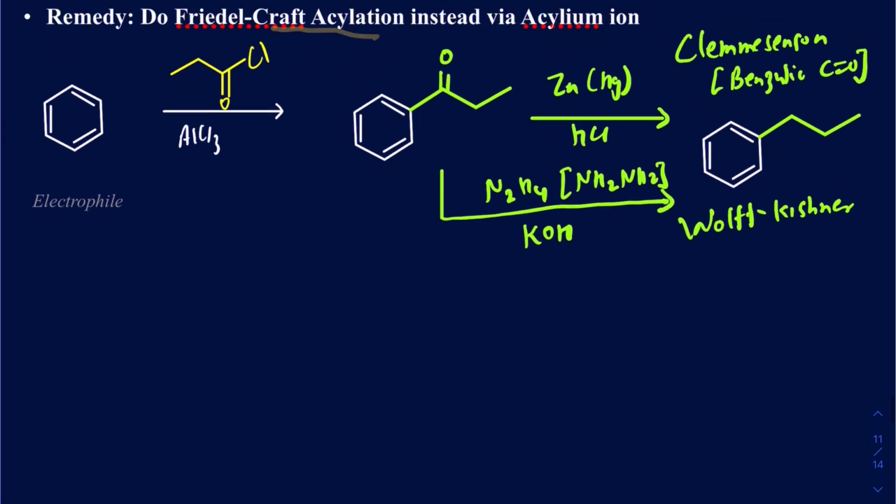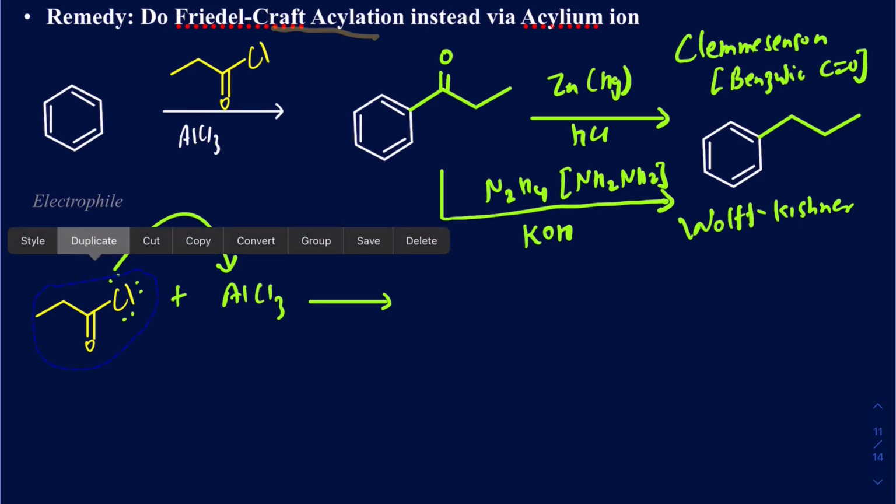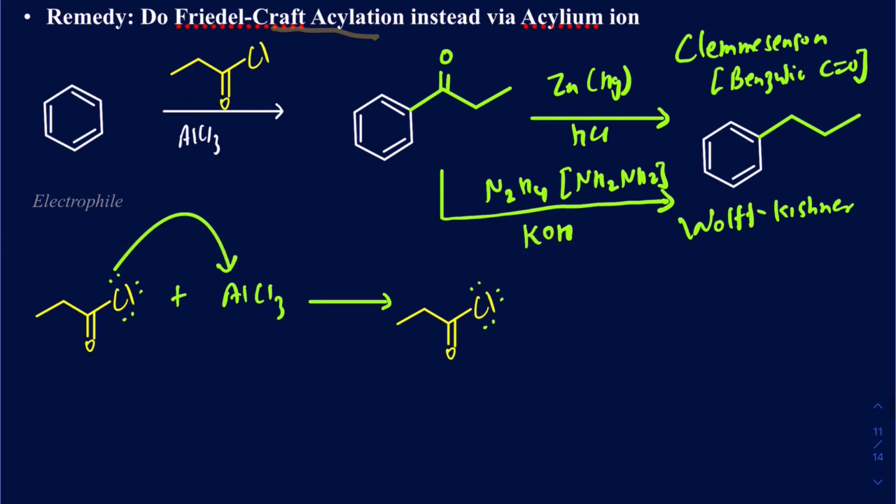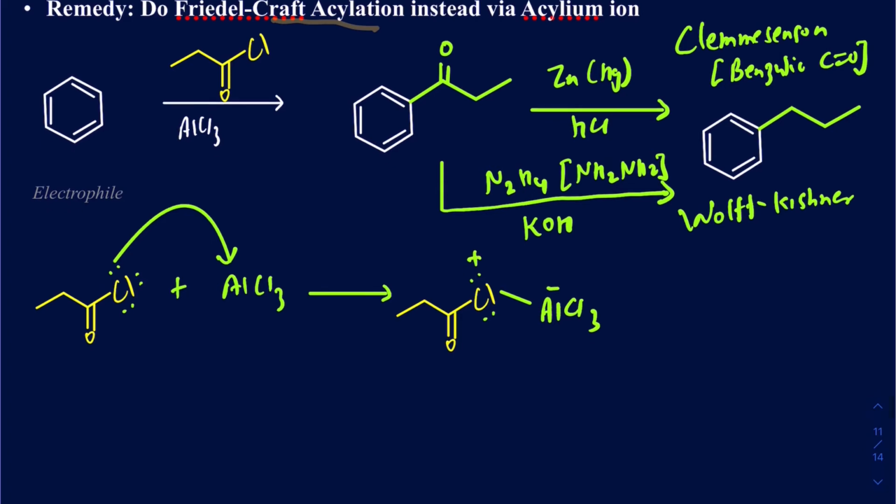So let's talk about how the electrophile is going to be created. So I go ahead and use this right there. And I know I got 3 lone pairs there, and I have AlCl3. So I can go ahead and do this nucleophilic attack, and then I'll have, let's go ahead and take this away. And I'll have AlCl3 with a negative charge here, positive charge on the chlorine.